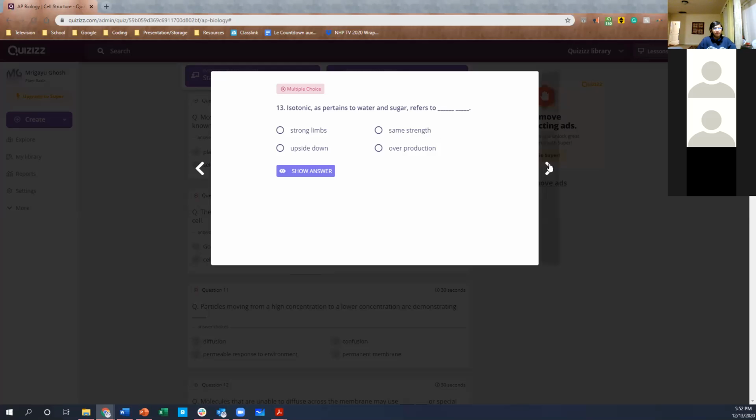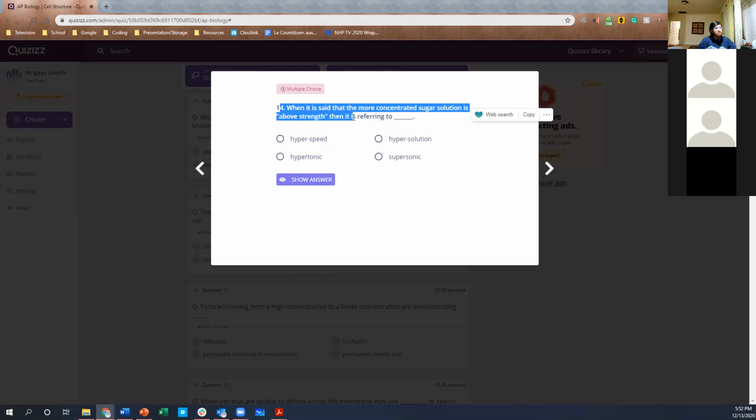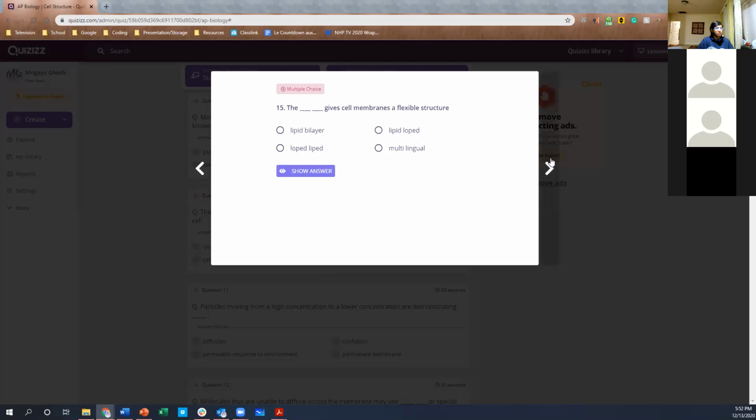Okay. All right. When it is said that the more concentrated sugar solution is above strength or above concentration, I don't like this word strength. It's referring to hypertonic. Yep, because like we showed, more tonicity. Okay. The blank gives cell membranes a flexible structure. What gives cell membranes a flexible structure?